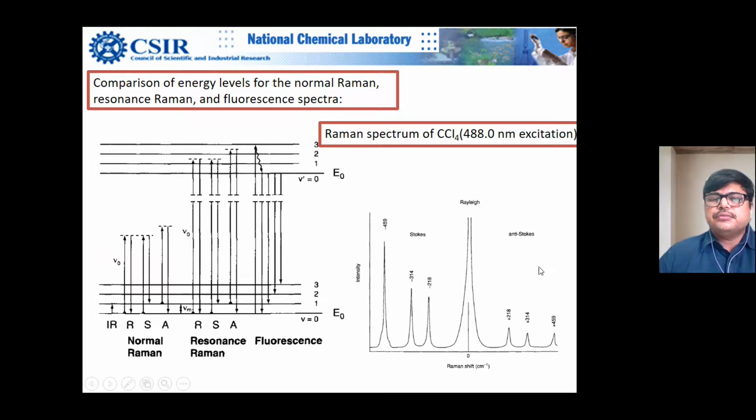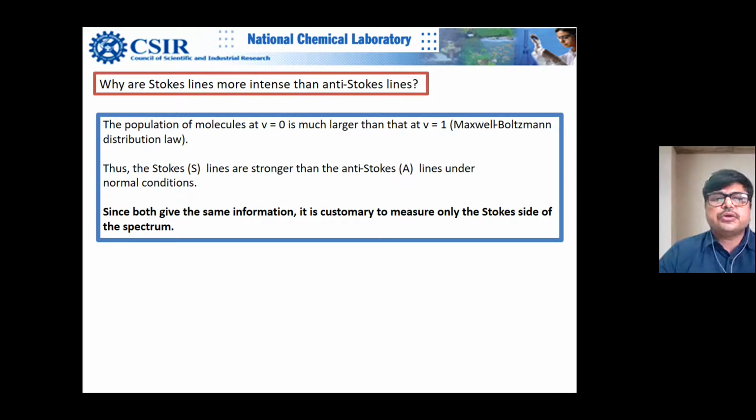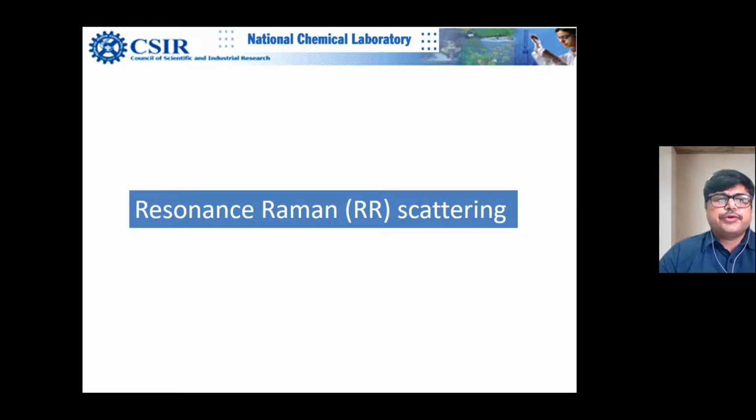Here is an example for CCl4 with 488 nm excitation, showing how a typical Raman spectrum may look. You get a very significant Rayleigh signal. This is not to scale, but it is cut here because the intensity is too high in comparison to the feeble intensity of Raman. If you notice, the Stokes signal is here and the anti-Stokes here. In comparison to the Stokes, the anti-Stokes intensity is weaker. That can be explained by the Maxwell-Boltzmann distribution law, because the population of molecules in the ground vibronic state is larger than in the higher vibronic states. That is the reason we get this kind of intensity effect.